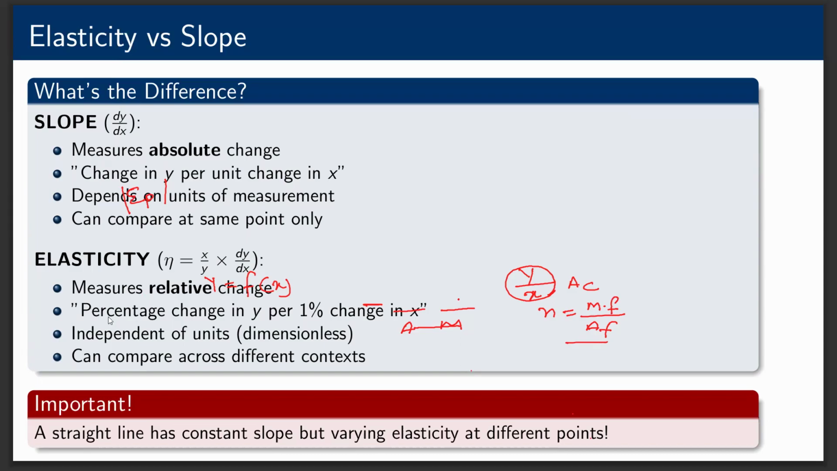That's why it is studied as the percentage change in y due to a 1% change in x. But what does slope study? It is the change in y for a unit change. For 1 unit of change, how y is changing. But elasticity is not saying whether x is changed by 1 unit. It simply says if x is changed by 1%, then how y will respond.